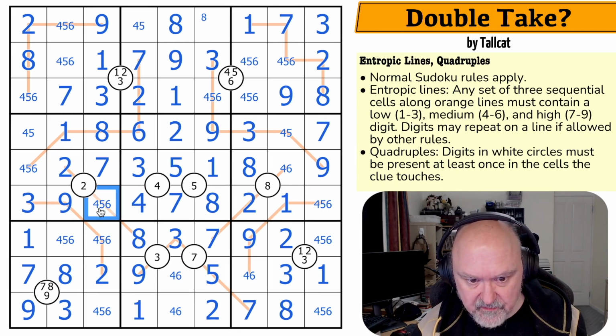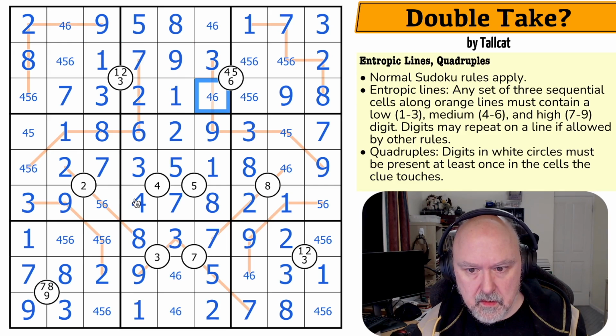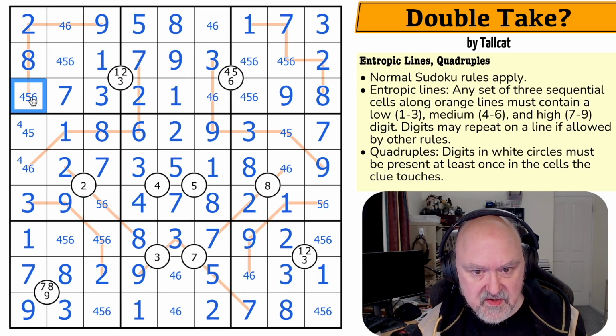Okay, let's continue. 4 comes out of there. 4 comes out of there. That makes this 5, taking 5 out of there. There's no 8 here. This is a 4, 6 pair. 5 comes out of there. 4 is in one of those 2 in this box, so that's not a 4.